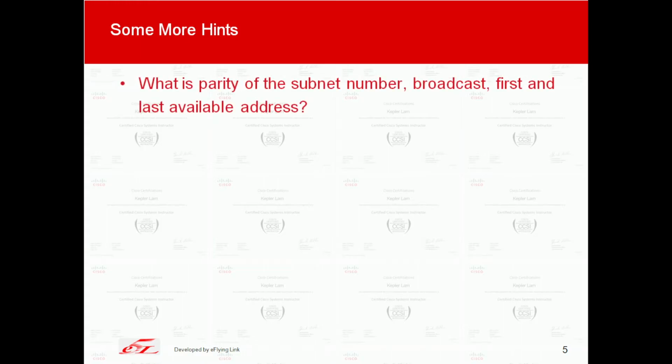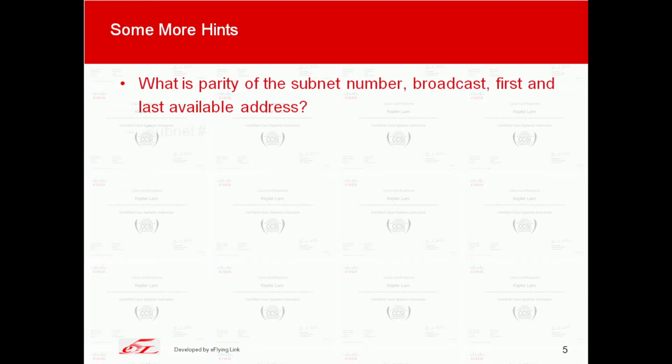Some more hints. Sometimes you can use the parity to double check your calculation. Say for example, if somebody tells you that I found a broadcast address something like .130, then you should immediately know that this is not correct. Why is it? If you notice the parity of the subnet number and the broadcast address, then you should be able to understand why.